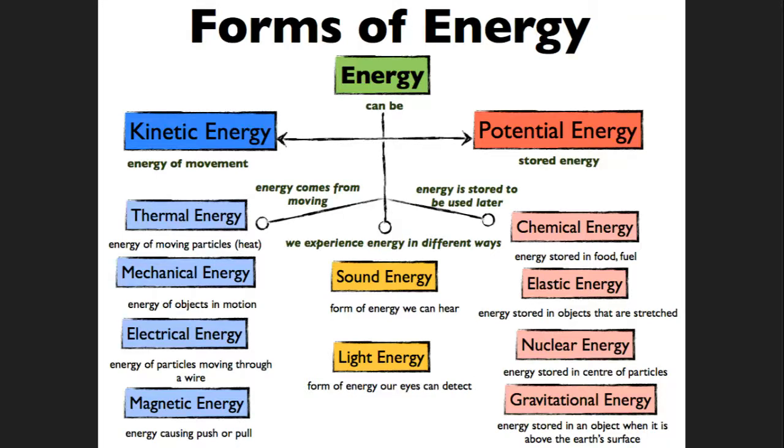Nuclear energy is the energy stored in the center of particles and the nucleus with the protons and neutrons. And we get things like the atom bomb and nuclear power plants with that. And gravitational energy, which is the energy due to an object being held above the Earth's surface. So if you hold a tennis ball above your head and you drop the tennis ball, it's going to start moving because gravity wants to accelerate it downward. We can experience that energy as either a form of sound or a form of light.